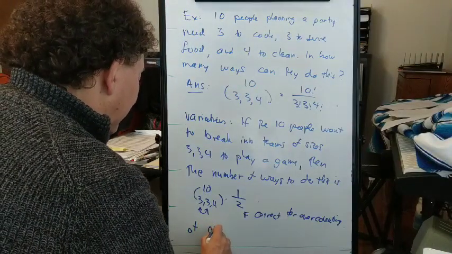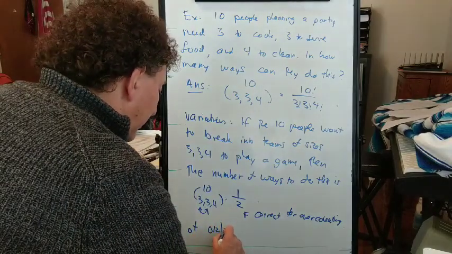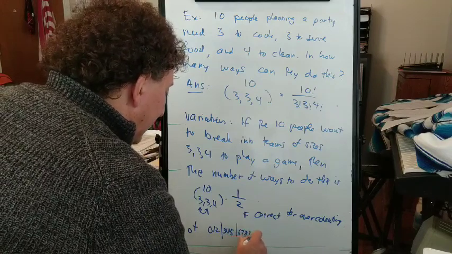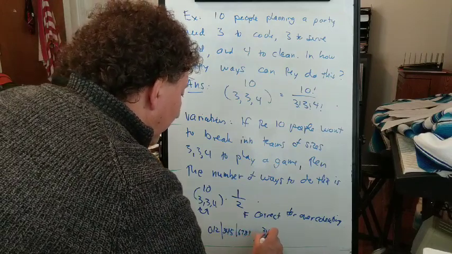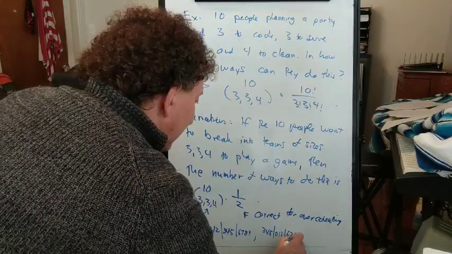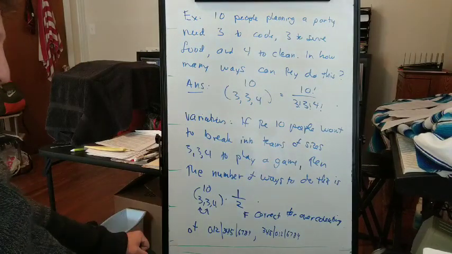of, let's say, 0, 1, 2. Let's say the people are 0 through 9. 3, 4, 5, 6, 7, 8, 9, and 3, 4, 5, 0, 1, 2, 6, 7, 8, 9. The overcounting of those 2 things being counted separately.